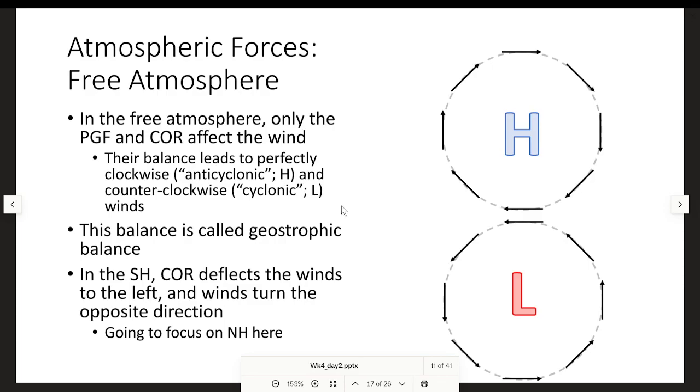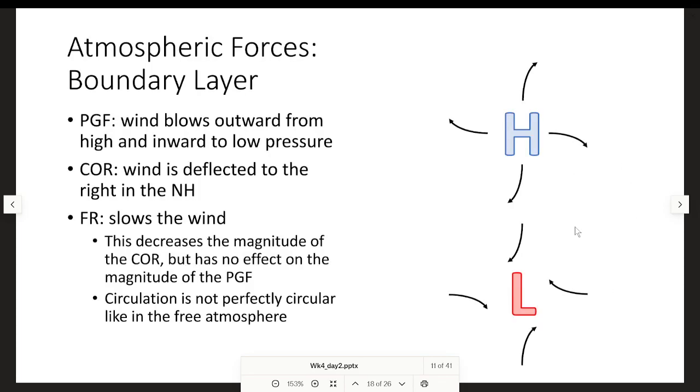In the southern hemisphere, it deflects winds to the left and the winds turn the opposite direction. So we're focusing on the northern hemisphere. That's where the cool weather is for the most part. That's where we live. In the northern hemisphere, counterclockwise is your friend for the low pressure, and clockwise is the high pressure, and it's reversed in the southern hemisphere.